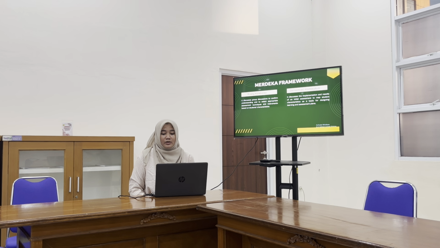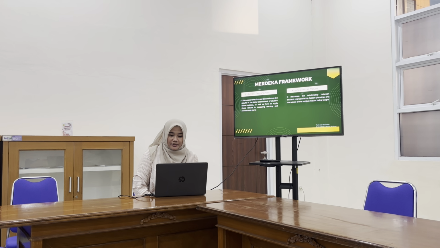And on the demonstrasi kontekstual stage, we discuss the implementation and results of an initial assessment to map the student characteristics as a basis for designing learning and assessment plans. And then continuing to the elaborasi pemahaman stage, here we discuss reflection and discussion on the results of the initial assessment of students' characteristics, as well as how to apply those results in designing learning and assessment plans. And then for the koneksi antar materi stage, we discuss the relationship between student characteristics, lesson planning, and also the nature of the subject matter being taught.